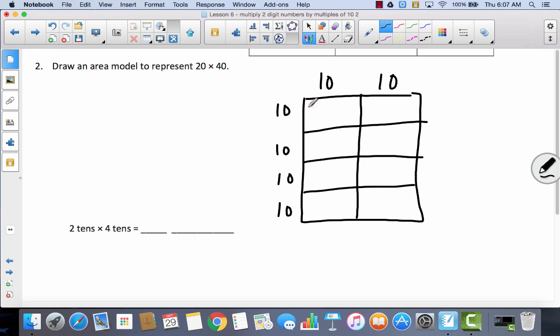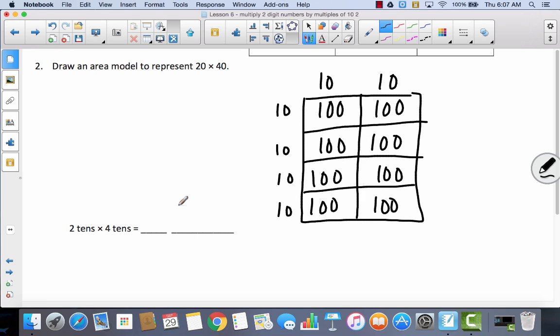Well, we know from the area model that 10 times 10 is equal to 100. So each of these would be equal to 100. So how many hundreds would I have? I would have 1, 2, 3, 4, 5, 6, 7, 8. So 2 tens times 4 tens, 2 times 4 is 8, and 10 times 10 is 100. So 2 tens times 4 tens equals 8 hundreds, which is equal to 800.